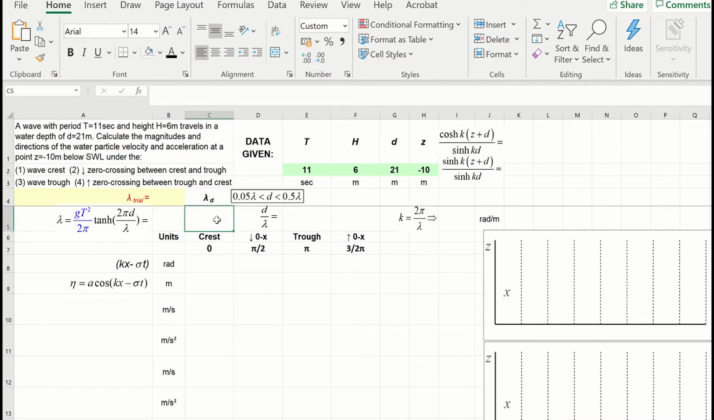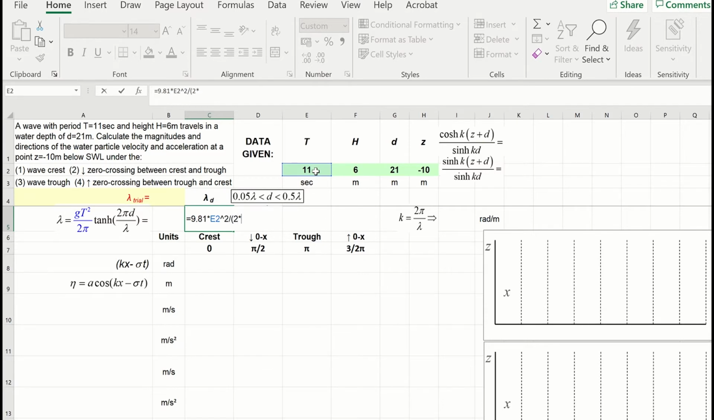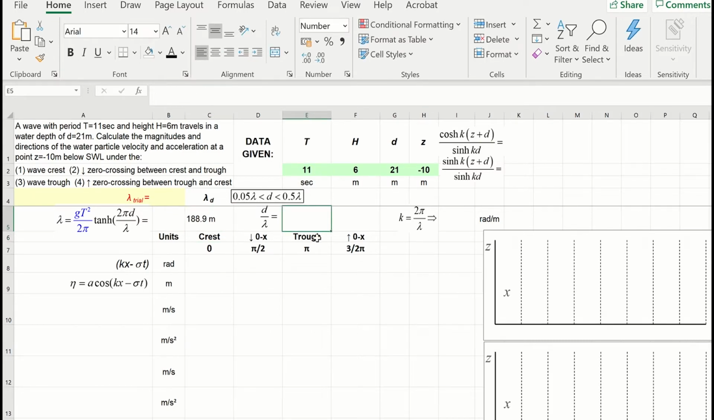To start calculations, I need to calculate the wavelength, and I always start with calculating the wavelength for deep water. For deep water, the wavelength depends only on the wave period and is equal to gravity multiplied by wave period to the power of 2 divided by 2 pi. Therefore, we calculate gravity 9.81 multiplied by wave period to the power of 2 and divided by 2 pi. So I open bracket, multiply by 2 pi and close bracket. My wavelength is 189. Now I need to confirm if indeed I have a deep water wave.